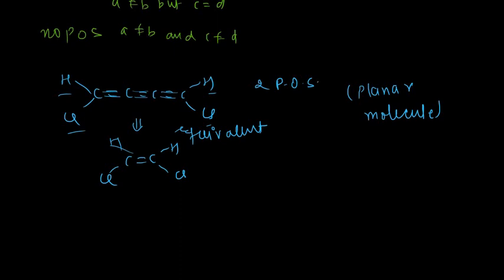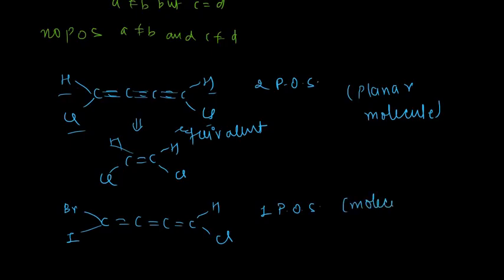If we talk about more, like bromine, then carbon, then iodine, double bond carbon, hydrogen and chlorine, how many planes of symmetry does it have? One plane of symmetry. That is the molecular plane.